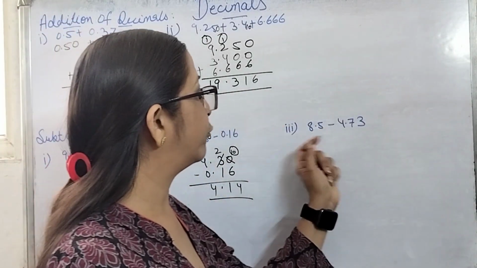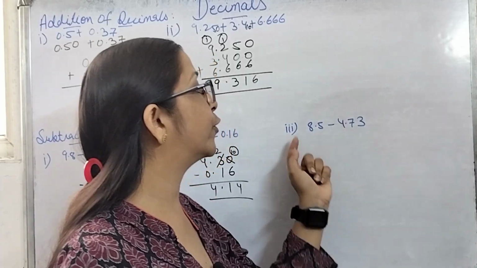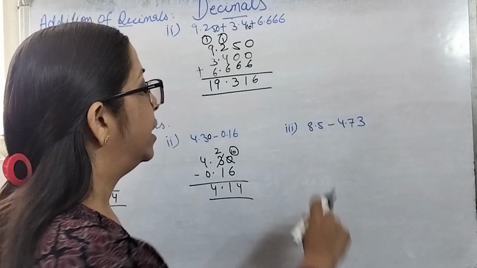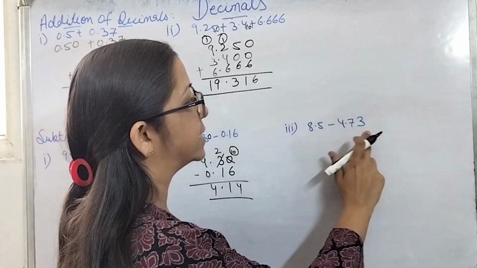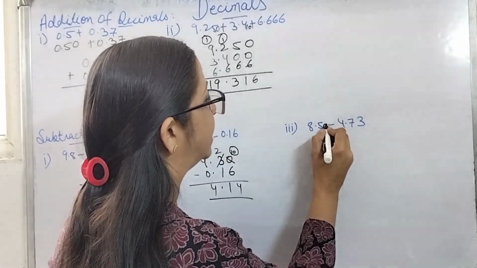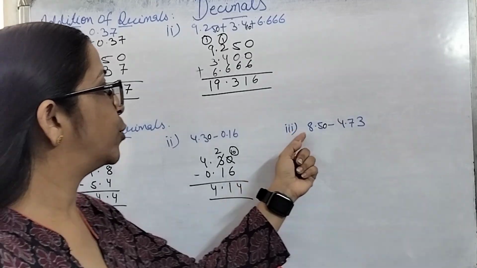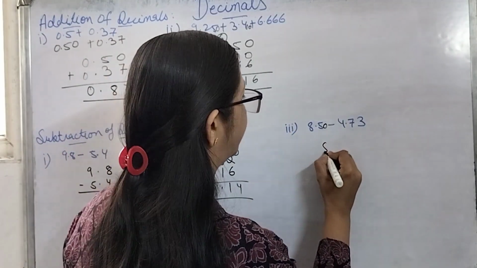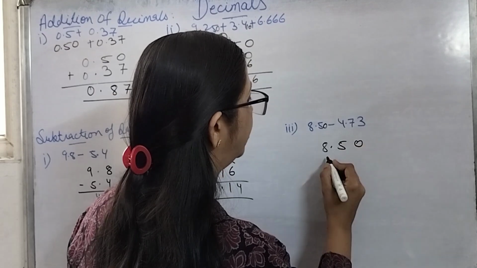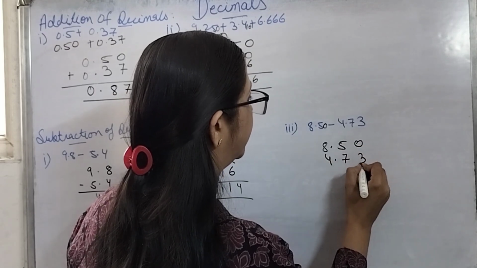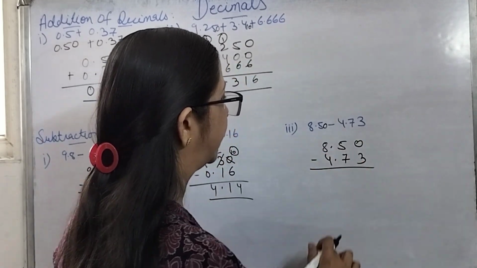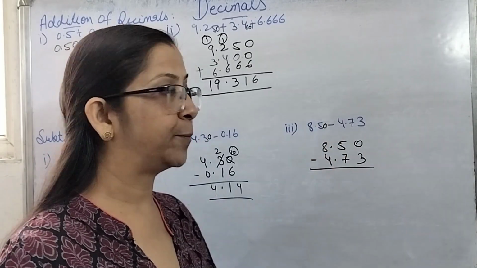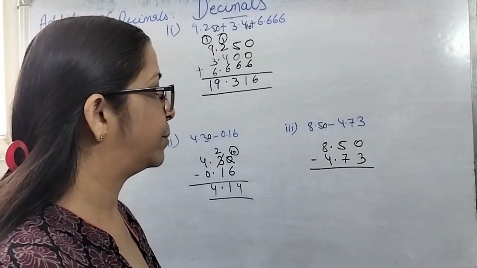Now the next is we have to subtract 4.73 from 8.5. First of all we will convert it into like decimals. It is having one decimal place, it is having two decimal places. So we'll be taking 0 over here. So from 8.50 we need to subtract 4.73. We'll be arranging the numbers 8.50, 4.73. Decimals we have taken in a vertical line and all the digits with the same place values we have taken one over the other. From the right hand side we will start subtracting.